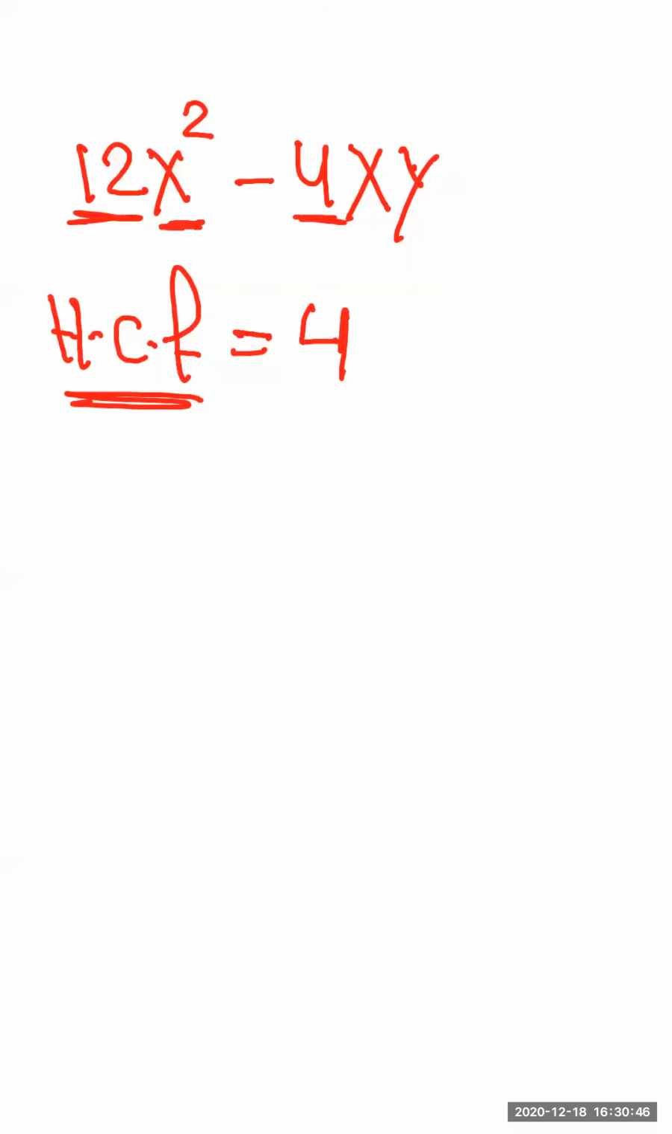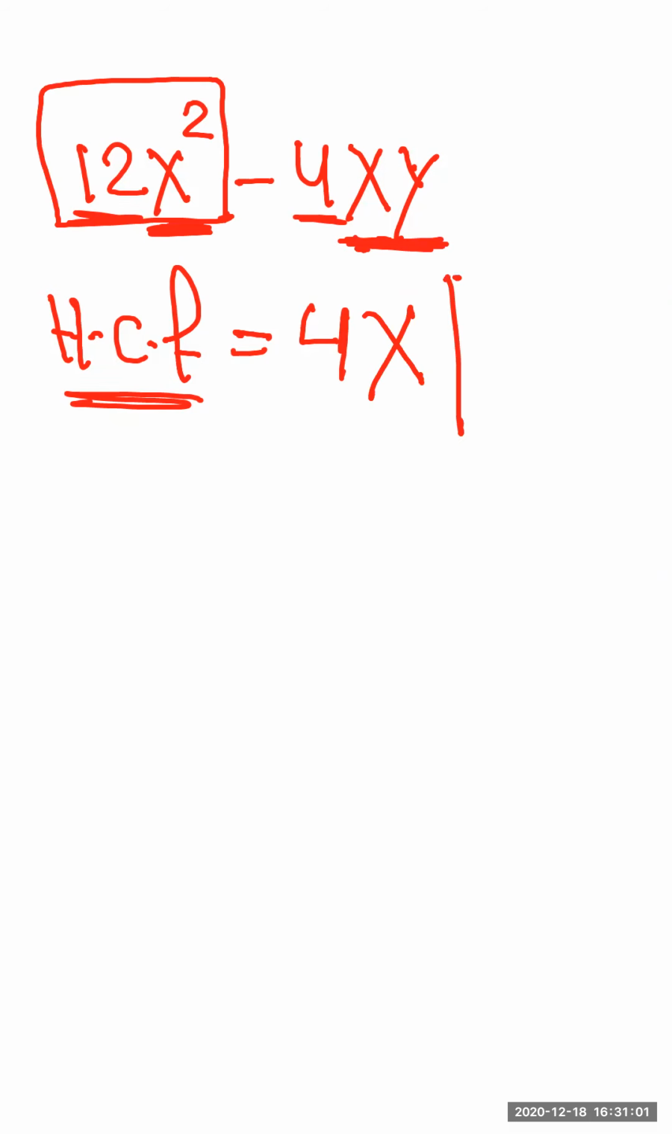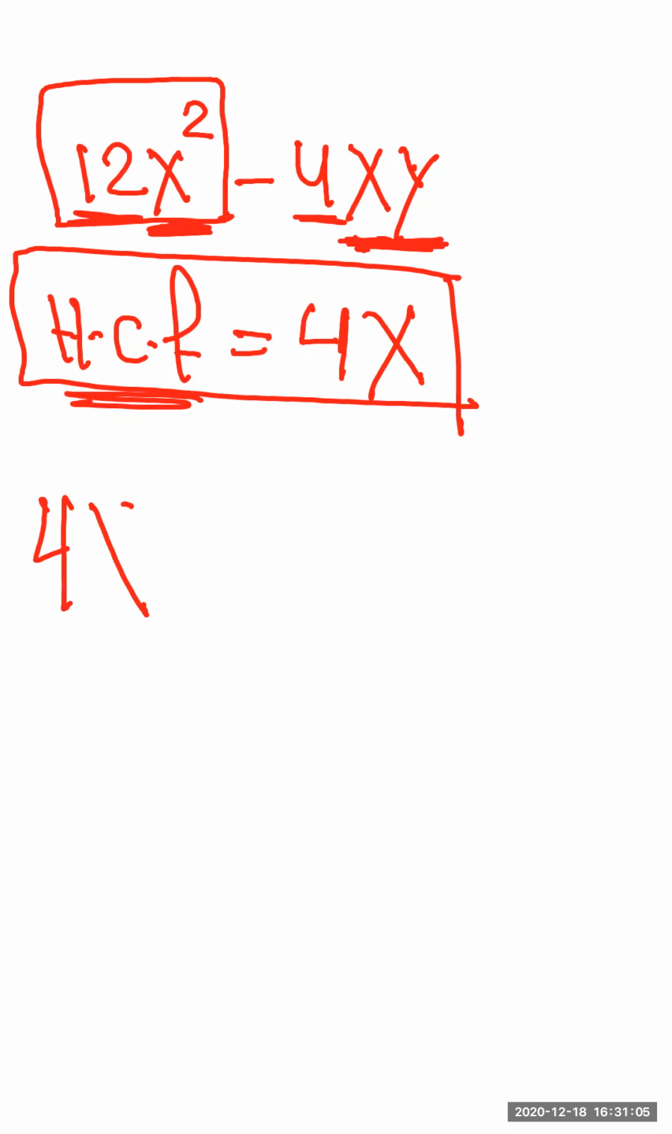Okay, then x squared and xy. So x is common here, x squared and x. So I said we have to choose the lowest power, so x. Then can we use y? Of course no, because y does not exist in the first term. So the highest common factor here is 4x. Now place the highest common factor and the brackets.